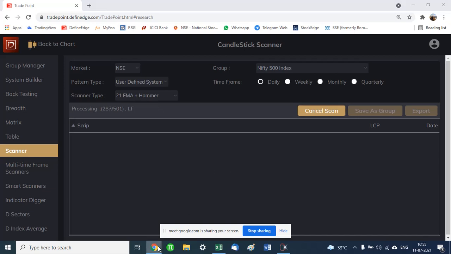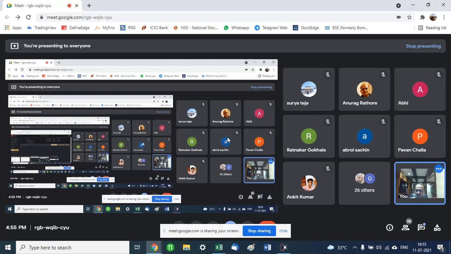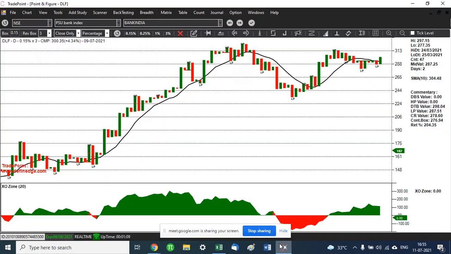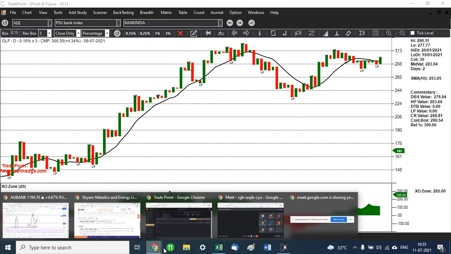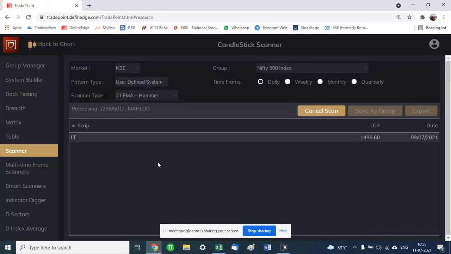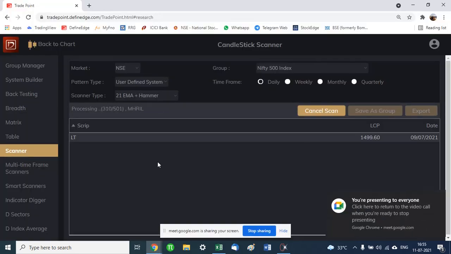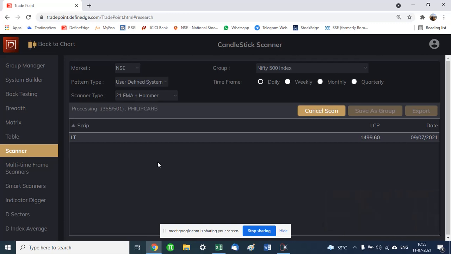In the meantime, are there any questions? Nikunj, related to scanners, last time you also explained the scanners and combination scans in Stockage, correct? So this one here, TradePoint, looks more comprehensive. What is your opinion about these two scanners comparatively? I use both actually. There are certain good scans in Stockage which are not available in TradePoint, and there are certain scans available in TradePoint which are not available in Stockage.